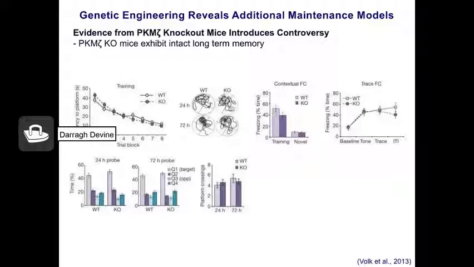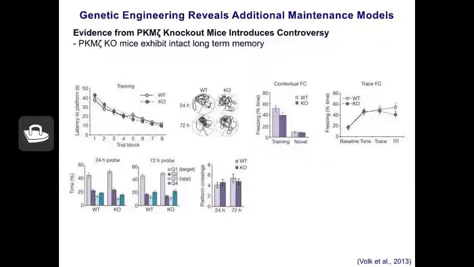So Volk and colleagues investigated even further. They tested learning abilities of wild-type and knockout mice. In the left half of this slide, you can see the performance of the mice in the Morris water maze test. You can see that the wild-type and protein kinase M-zeta knockout mice found the platform faster and faster across training trials, and there was no difference between the wild-type and protein kinase M-zeta knockout mice in their performance.